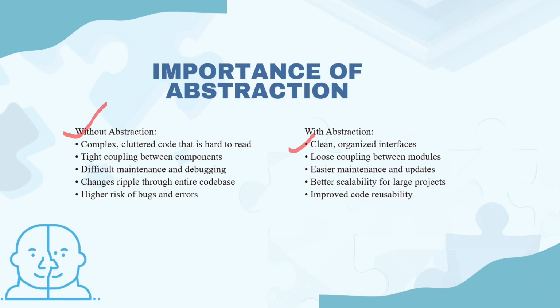Abstraction also makes the program more flexible. That means developers can change or improve the internal implementation, but it will not affect the user, right? And I will give you one example in an ATM machine only. The bank may update the internal transaction process or security system, but the user still uses the same withdraw option in the same way. So internal changes will not affect the external users.